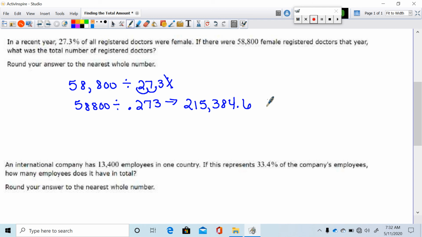So you want to round it to the nearest whole number, so the number in front of the decimal. So we're deciding if the 4 is going to stay like it is or go up. If the number after it is 5 or larger, it has to go up 1. So my final answer is 215,385 doctors.